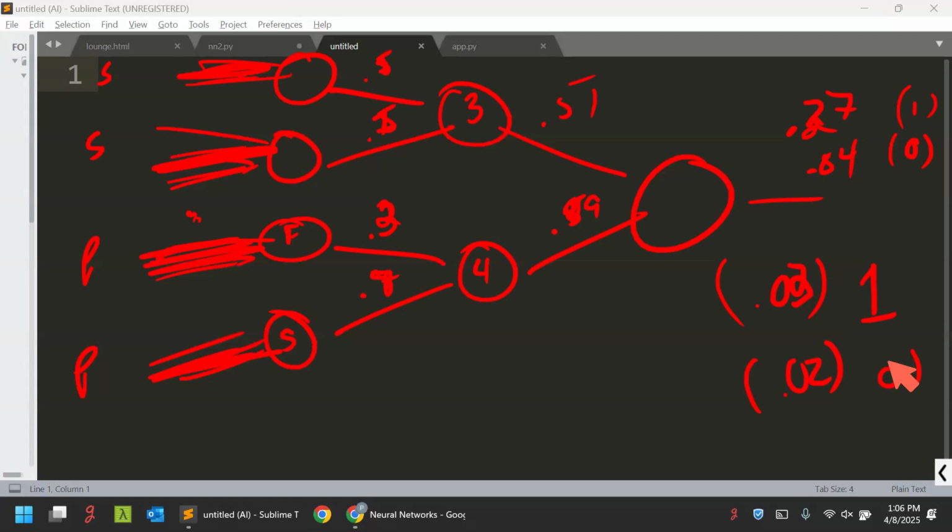Would it be better to leave the error as positive or negative? Just because if it's negative, you might want to tweak the weights one way, and if it's positive, you want to tweak it the opposite way. That is a very good question. It turns out, and your intuition is absolutely in the right place.